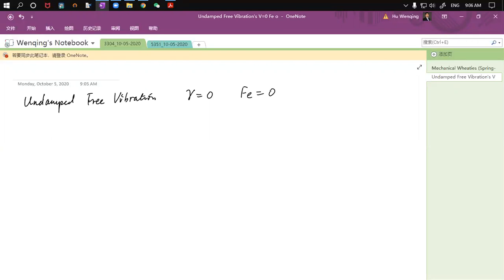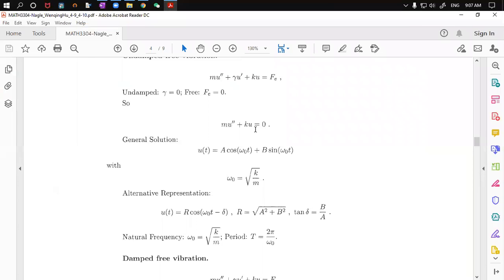Now in this case, you'll be able to write the original equation as m u double dot plus k u is equal to 0, since gamma is 0, as I showed in this equation.